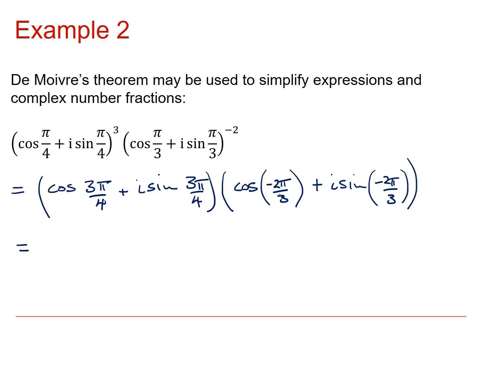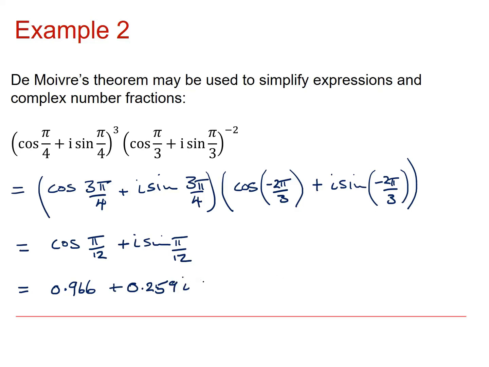Well, add the arguments. You're going to get cos of pi by 12 plus i sine pi by 12. 3 pi by 4 is 9 pi by 12. 2 pi by 3 is 8 pi by 12. So we end up with those. And if you plug that into your calculator, you will get 0.966 plus 0.259i.